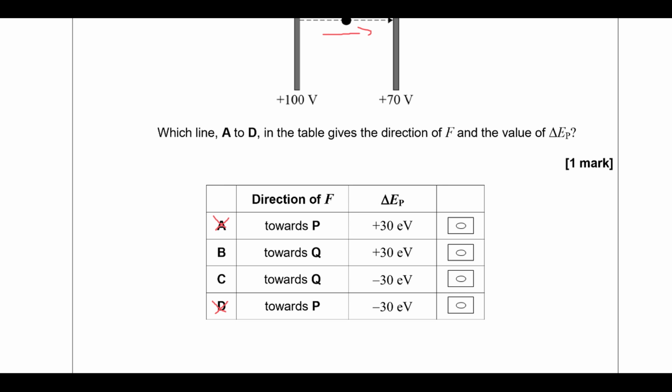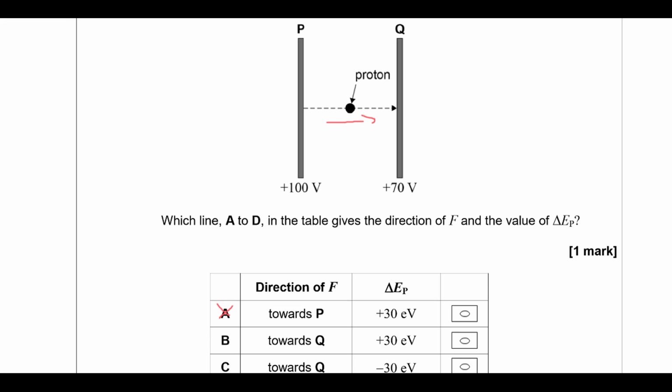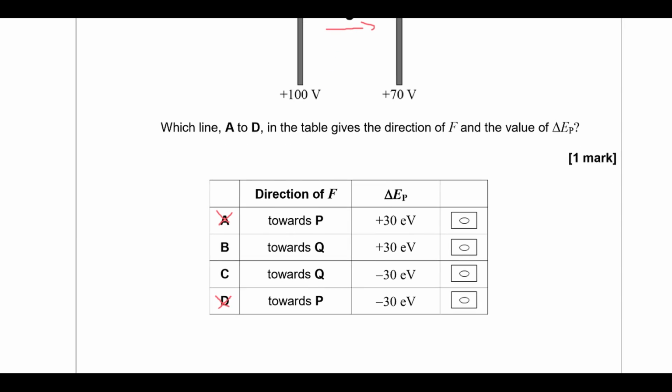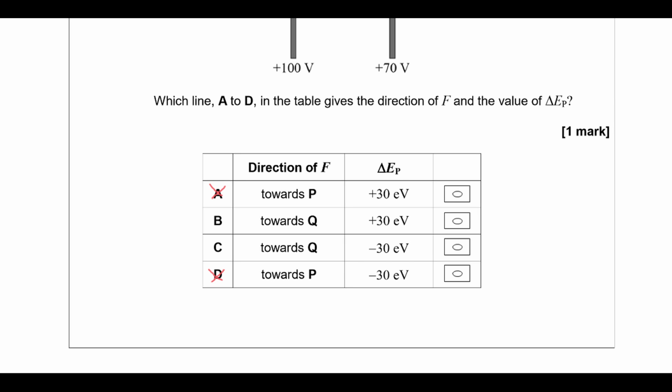Okay. So over here its potential energy would be the most positive. Over here, it would be the least positive. So it's going to experience a decrease in potential energy as it goes across. So that's going to mean it's going to be option C.